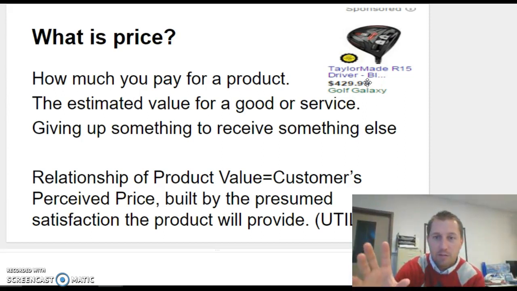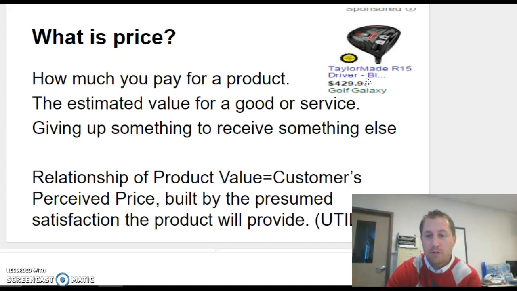I want you to find a picture of something that you would buy, and it shows the price, and that price is something you'd be willing to pay because you think it's the perfect price. Okay, so that's for this slide to help us identify what is price.